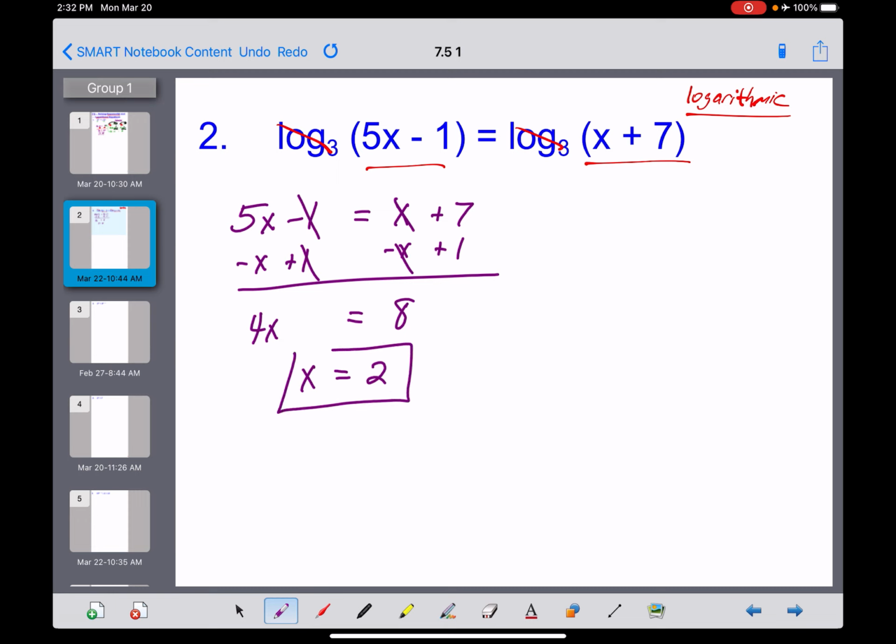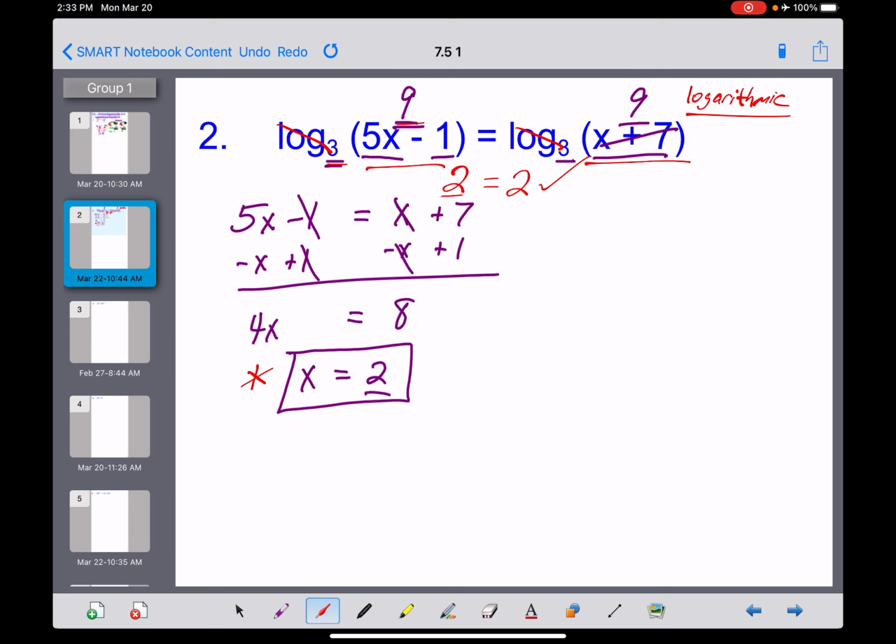And one thing you can always do, guys, when you're solving an equation to check your answer, plug it back in and make sure it works. If x is 2, 5 times 2 is 10, 10 minus 1 is 9, and this left side is now log base 3 of 9, which means 3 raised to what power is equal to 9? This whole left side then, guys, is 2, because 3 squared is equal to 9. Well, how about the right-hand side then? Again, if x is 2, 2 plus 7 is 9, and the right side is now asking you 3 to what power is equal to 9? That's going to be 2 as well. So that kind of verifies that this answer here is correct.